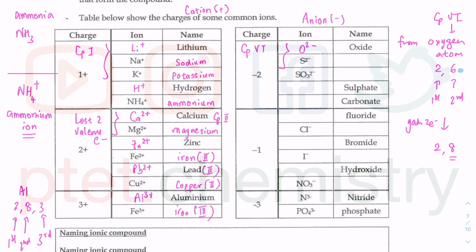So these are group 6, fully filled valence shell to complete the outer shell configuration. Okay, so this next thing is called sulfide, S-U-L-F-I-D-E. So look at the IDE. The IDE means for the elements when they form ions to complete the outer shell.